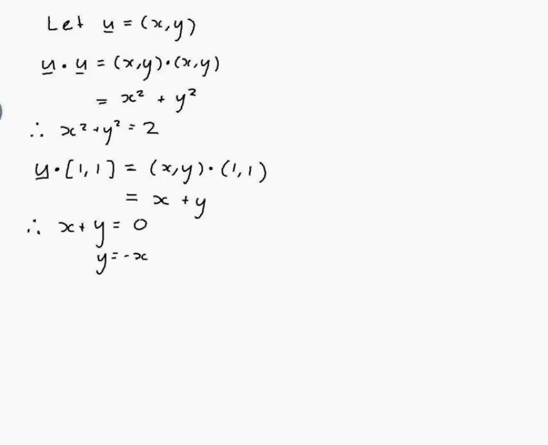Now I know what y is, I can sub it back into the equation I got up there. So x squared plus (minus x) squared, because y is minus x, is equal to 2. Well, minus x squared is the same as x squared, so 2x squared is equal to 2. So x squared is equal to 1, which means that x is equal to plus or minus 1.